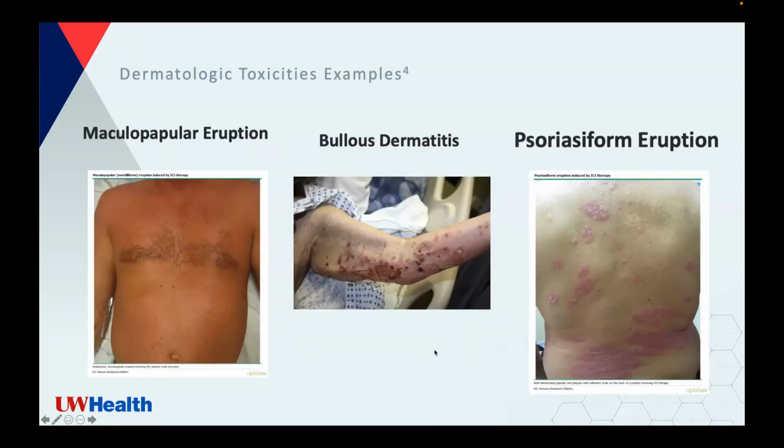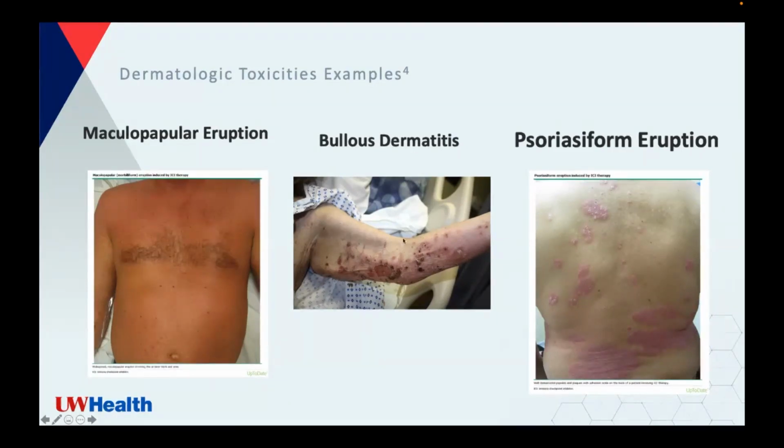So on the left here, we have the maculopapular eruption. This is the most common type of rash. You can see it spread across his chest, stomach, and arms. On the far right, you have the psoriasiform eruption. That's like the psoriasis-looking lesions, which is another more common type of rash.